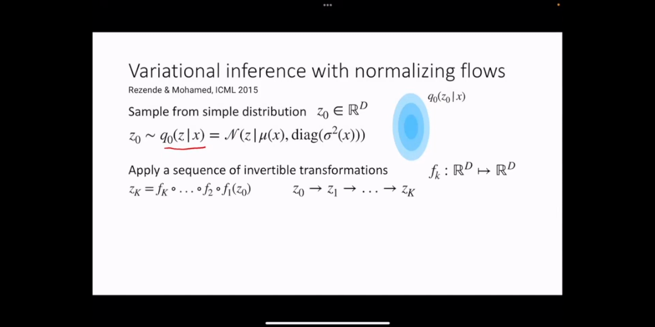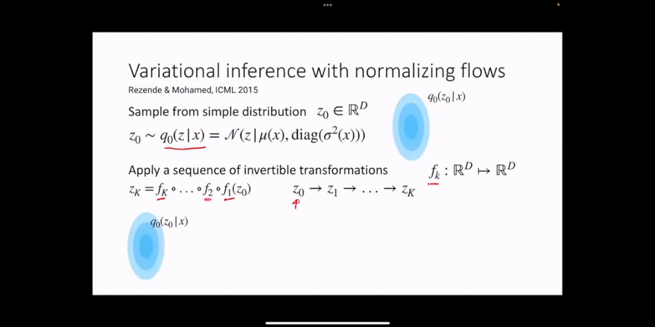And now I'm going to apply a sequence of invertible functions to this. I'm going to denote them by fk, where k is the index of the invertible function. And I'm going to first apply f1, then f2, then fk. And what I get is therefore a sequence of random variables, right? I started with sampling z0. I apply f1, I get a new random variable z1, etc. So now I have a sequence of random variables.